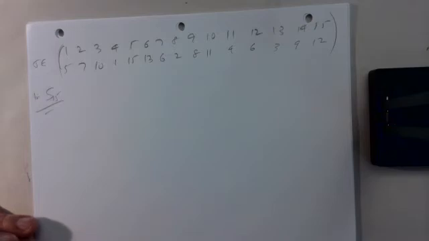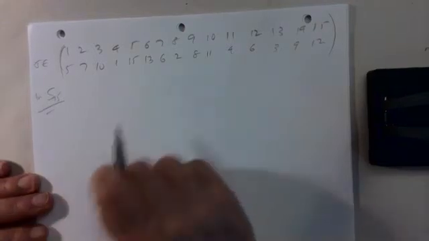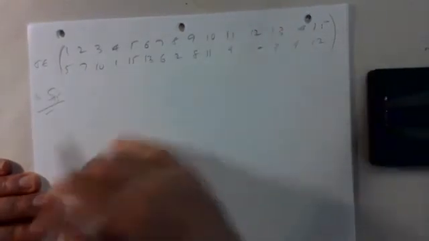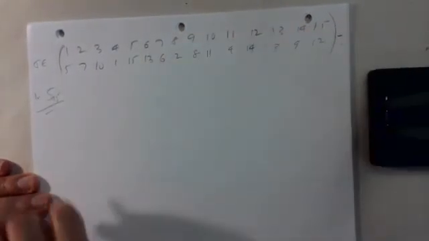I don't seem to have the number 14. Maybe I used something twice. One, 2, 3, 4, 5, 6, 7, 8, 9, 10, 11, 12, 13. Oh, I have 2 6s. So I'll make this a 14. Okay, so now we have a permutation.